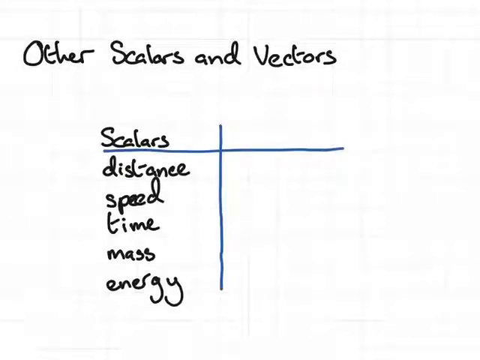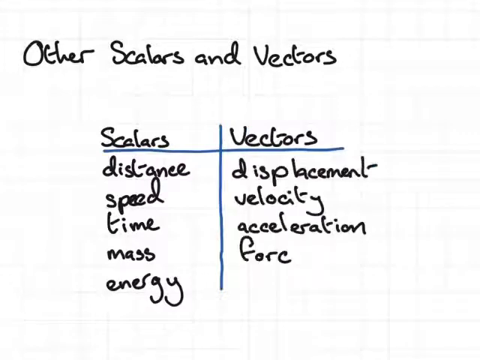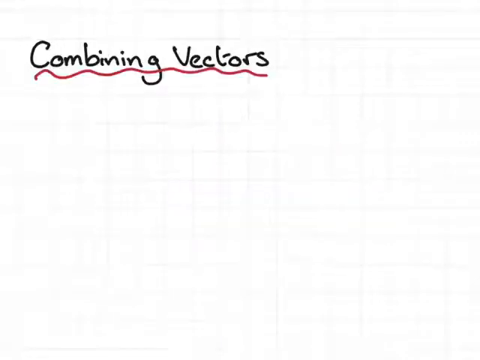Here are some other popular scalars and vectors. Distance, speed, time, mass, and energy are all quantities that have magnitude only. They have no direction and therefore are scalars. Displacement, velocity, acceleration, and force all have magnitude and direction and are therefore vectors. Whenever you have 2 or more vectors acting, you'll often have to combine them. We'll begin with looking at collinear vectors, which are vectors which act within the same plane.